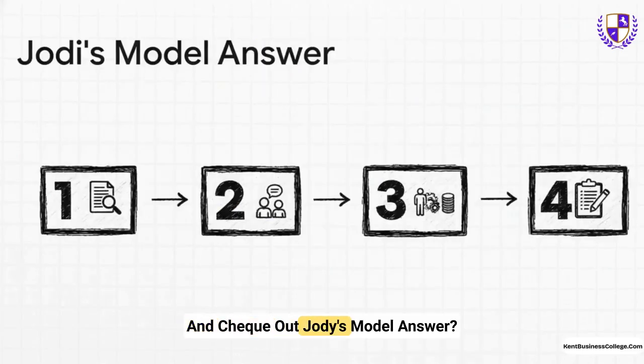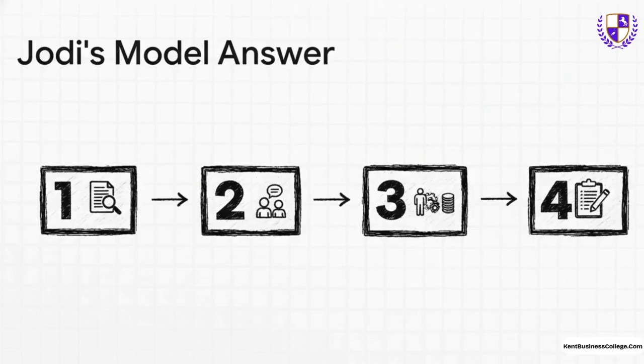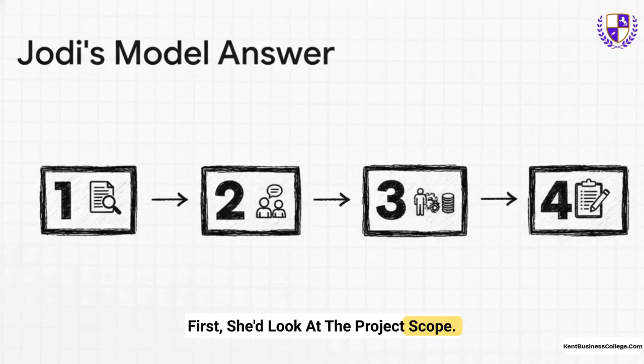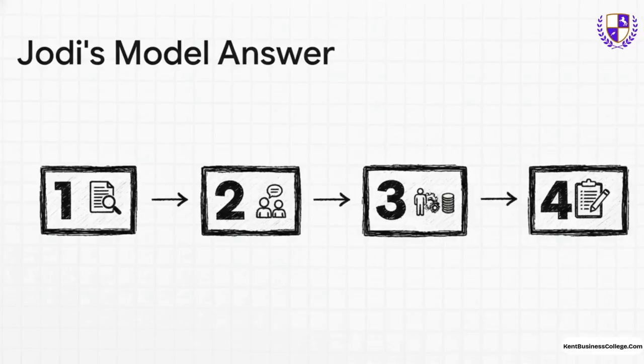And check out Jody's model answer. It's a beautiful, clear 4-step process. First, she'd look at the project scope. Second, she'd collaborate with her team. Third, she'd categorize everything using her camping trip model. And fourth, she'd write it all down in a formal document. It's a killer answer because it's not just theory, it's exactly what she really did.